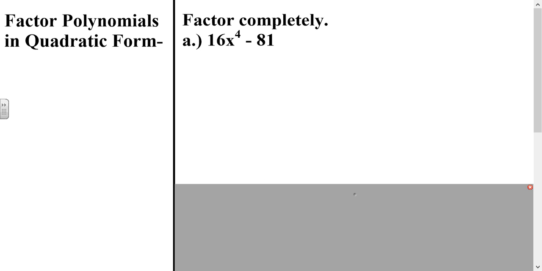All right, last slide. Now, if you have something that's in a quadratic form, or this is considered quartic, remember we talked about to the 4th power is quartic, to factor completely, first you check to see if there's a greatest common factor. And actually there is not, but this is a different version of difference of squares, because I could take the square root of both of these numbers. So the square root of 16x to the 4th would be 4x squared, and the square root of 81 would be 9. So I'd have 4x squared plus 9, and then 4x squared minus 9.